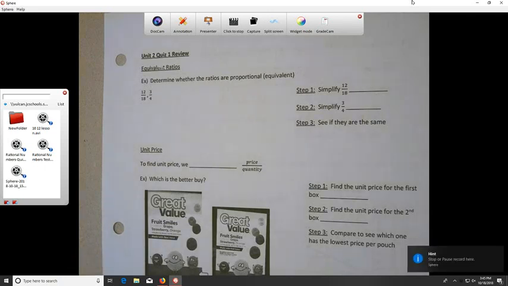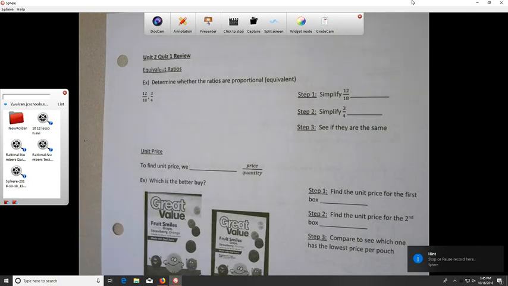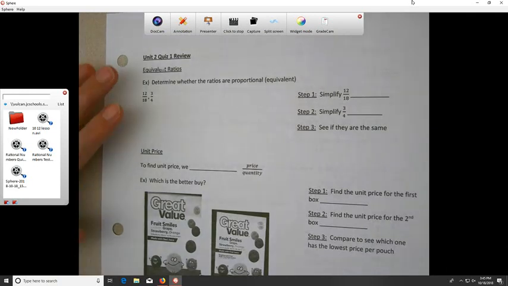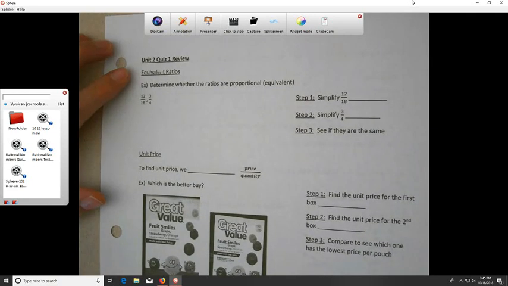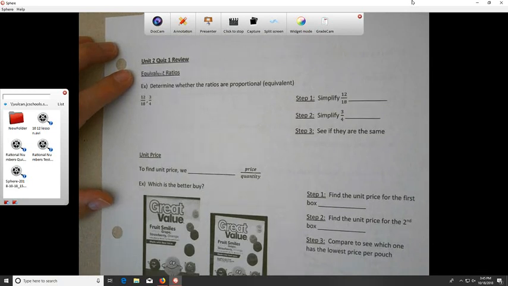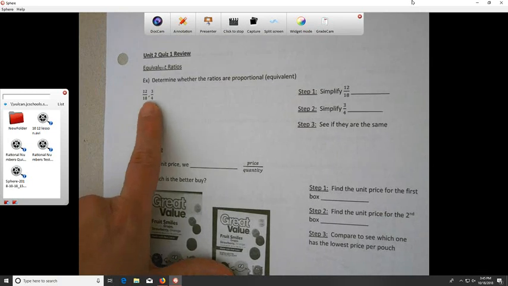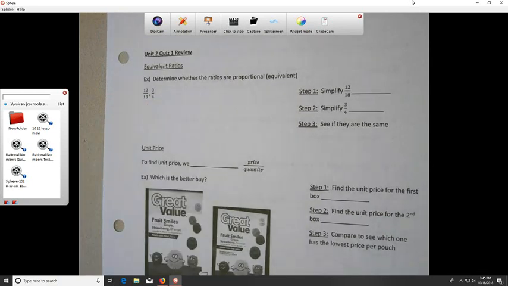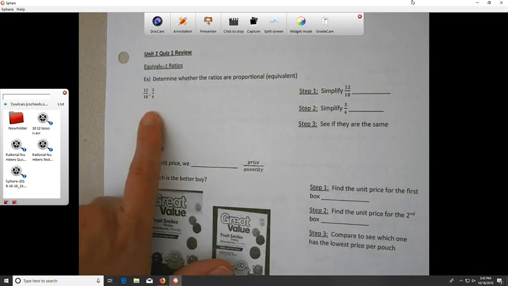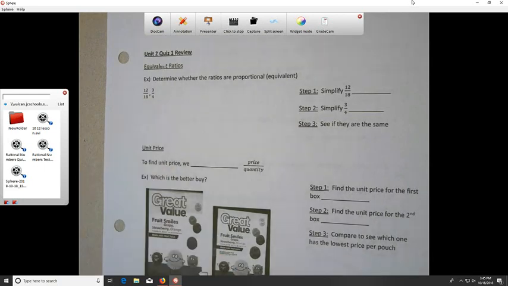Alright, so today we're reviewing for our first quiz for the proportional relationships chapter. The first thing we did in this chapter was looking at whether two ratios were equivalent or proportional. So if you look at your two ratios or fractions, all we need to do to see if they're equivalent is either simplify the two fractions and see if they come out to be the same number, or divide each of them and see if they come out to be the same number.